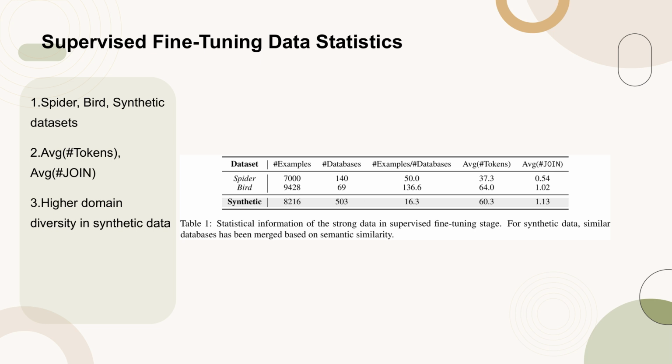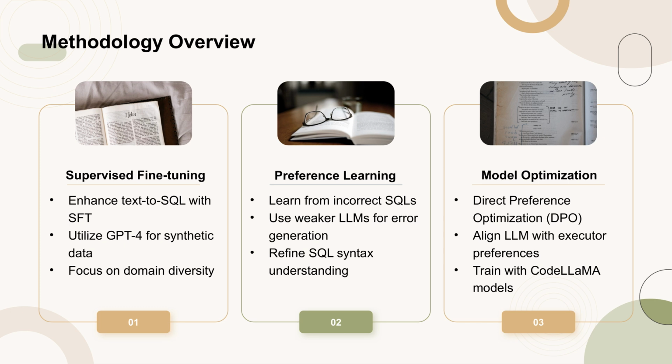It compares the Spider, Bird, and synthetic datasets in terms of average number of tokens and join operations. Notably, the synthetic data shows a higher domain diversity and complexity, indicated by a higher average number of join operations. The methodology is divided into 2 main phases. In the first phase, the base model's text-to-SQL capabilities are enhanced through supervised fine-tuning, SFT.